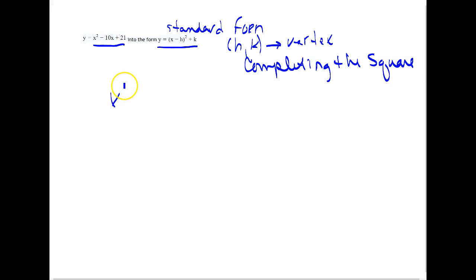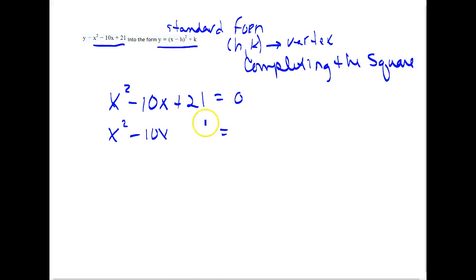So we take x squared minus 10x plus 21, and we're going to set it equal to 0. And then I'm going to get my x squared and x by itself. So I'm going to have x squared minus 10x equals, and subtract 21 from both sides. So that's going to move our 21 over to the right side.